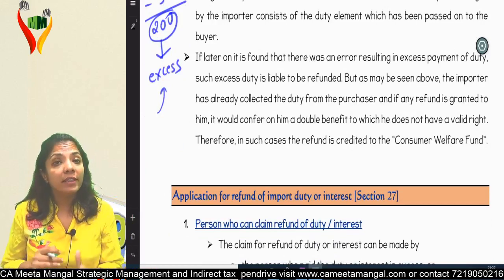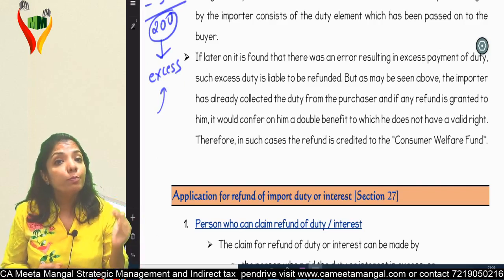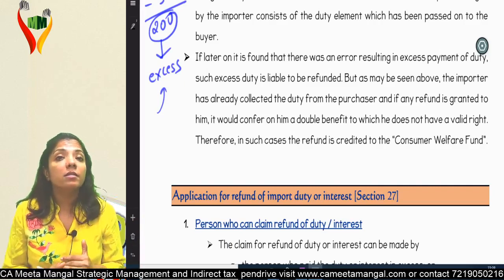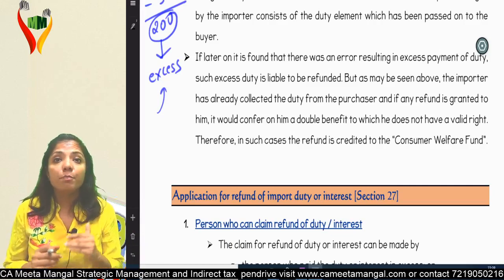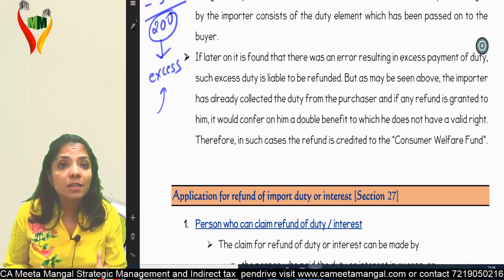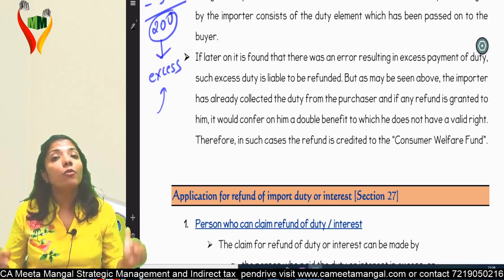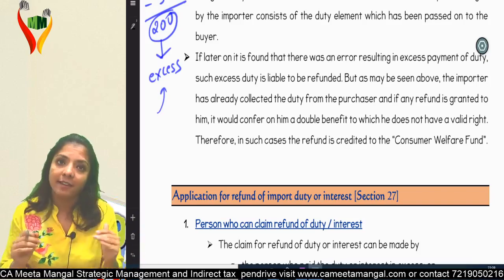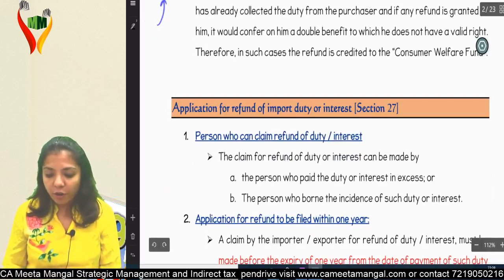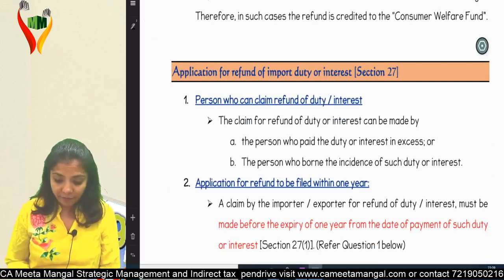So till now what we have studied in refund is that you can claim the excess as refund, but then you need to prove that the excess is borne by you and the burden is not transferred. If it's not proved, then the amount of refund will be transferred to the consumer welfare fund, because at the end of the day it is the consumer who bears the taxes in case of indirect taxes. Clear? Okay.